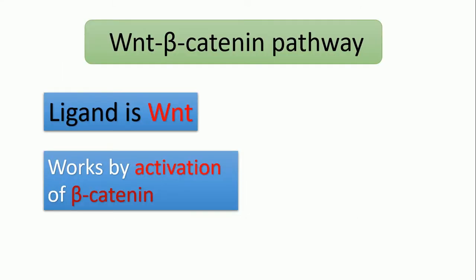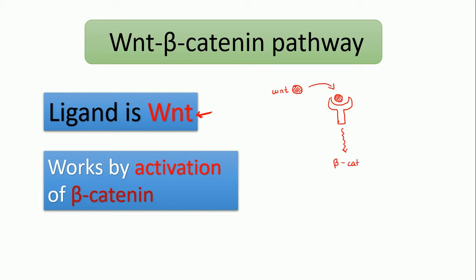For the Wnt beta-catenin pathway, the ligand is Wnt. So this is a protein which is the ligand for the pathway. Let's say this is Wnt, and this is received by the cell that has the receptor for Wnt. So let's say this is my receptor for Wnt. Wnt is received by that receptor, and it relays some signal inside the cell, which helps to activate a protein called beta-catenin, in short beta-cat.